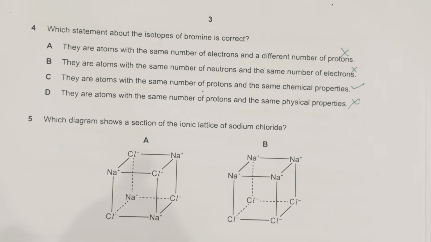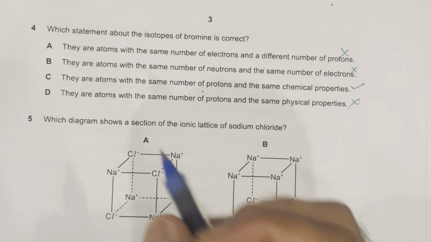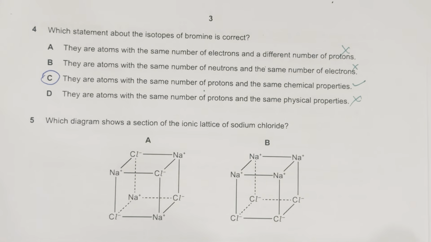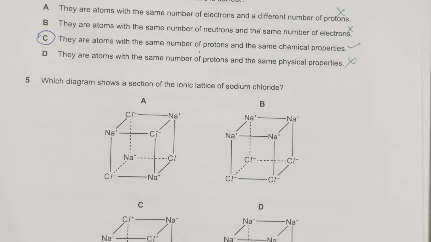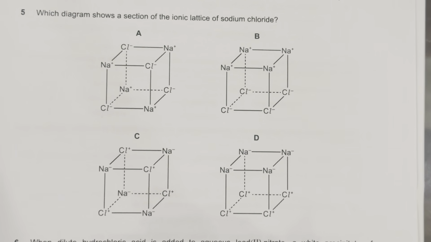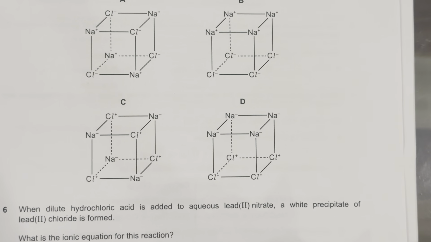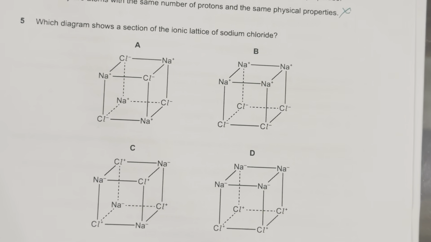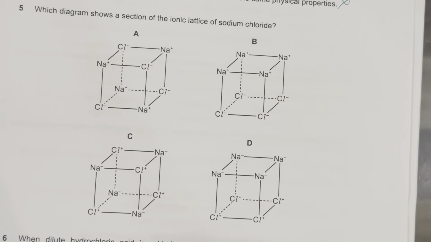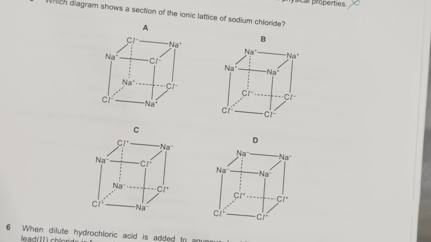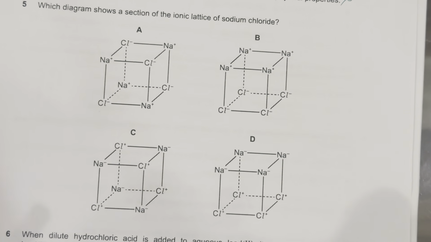The only option correct is option number C. That was an easy question. Question number 5. Which diagram shows a section of the ionic chloride solution? Ionic lattice of sodium chloride, NaCl.